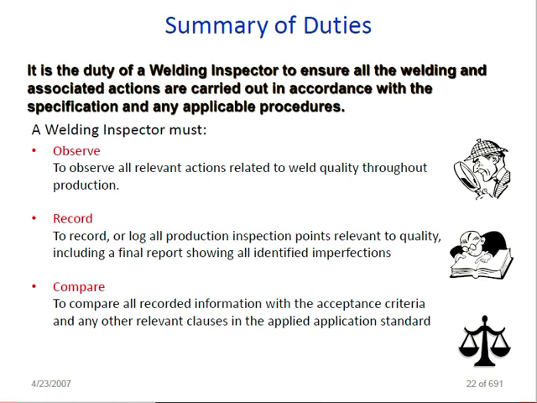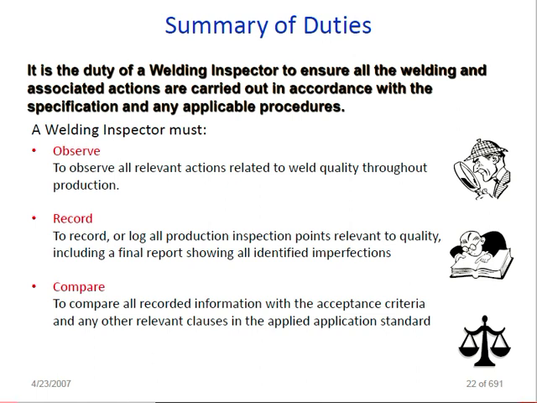Related to the weld quality means, if you follow the WPS, the current, voltage, position, whatever is there, then you can achieve good weld quality. Because the final WPS is always prepared based on the PQR, so definitely that will be good quality. So first you observe, then record: record and log all production inspection points relevant to quality, including a final report showing all identified imperfections.